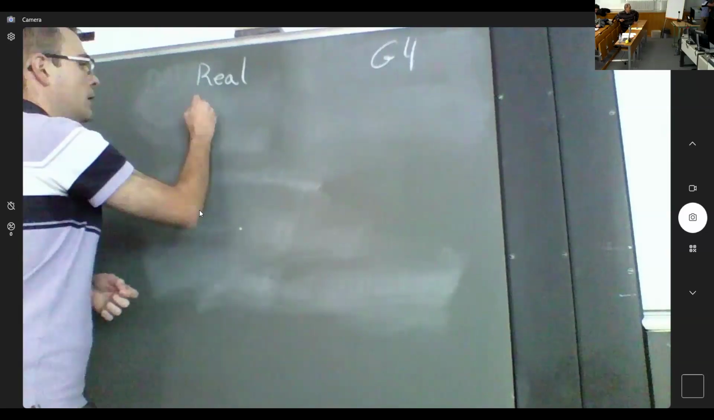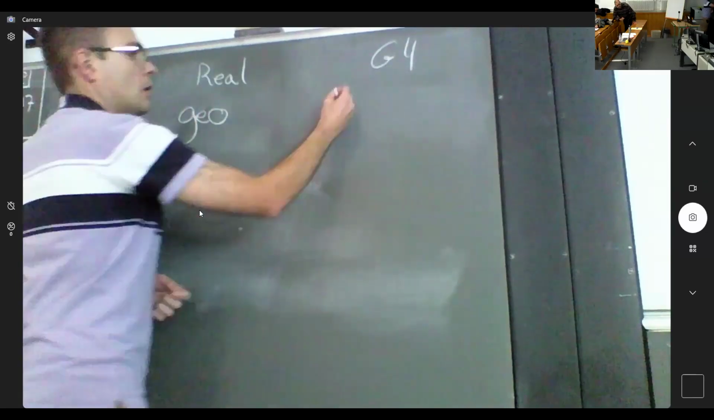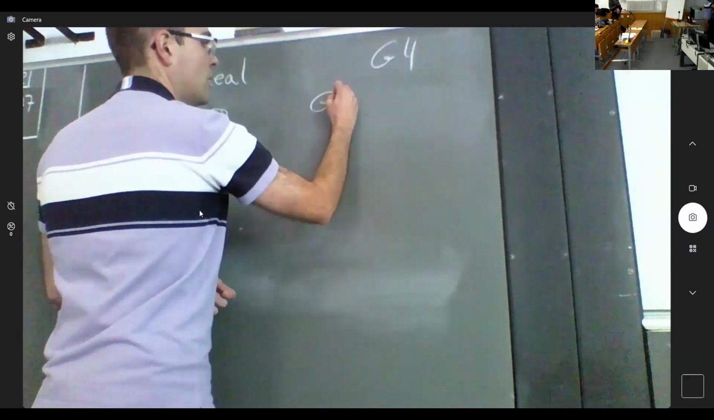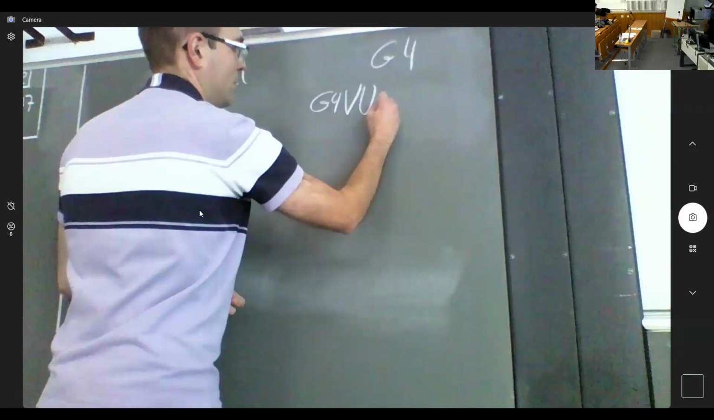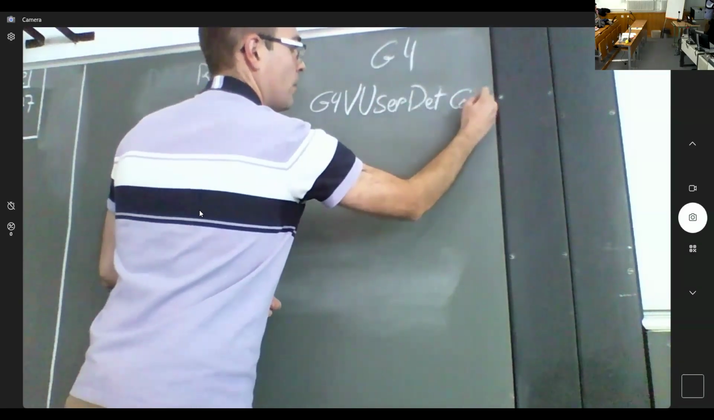So in reality, we have some geometry. Here we will have G4VUserDetectorConstruction.